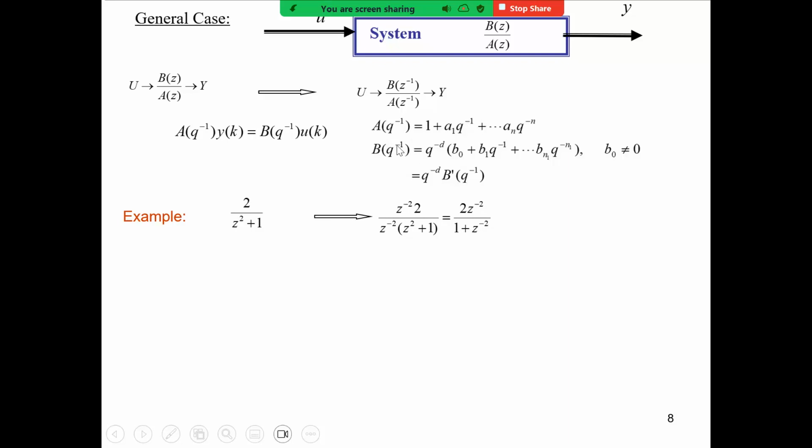And then the numerator, right, will start from, you know, what degree will be lower than the denominator here, it starts from z to the minus two. Okay. So the conversion is straightforward, right? From the normal expression to the expression with those backward shifts.